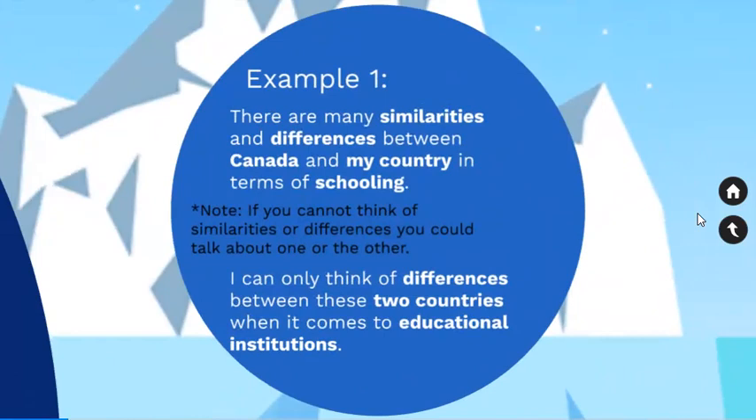If you cannot talk about both similarities and differences, if you could only think of similarities or only think of differences, that's okay as well. So you could say, I can only think of differences between these two countries when it comes to educational institutions. This means your answer will only focus on differences. Ideally, they want you to talk about both similarities and differences, but if you cannot think of any, just talk about one side.